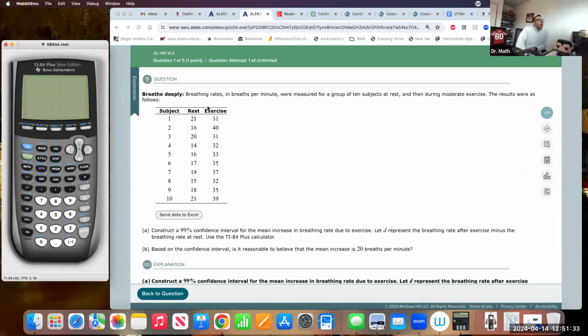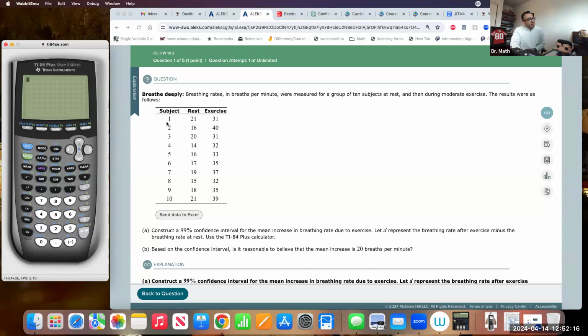Breathing rates in breaths per minute were measured for a group of 10 subjects at rest and then during moderate exercise. So you have these different subjects, and these are their breathing rates at rest and then with exercise. For Sally, at rest it was 16, and for exercise it was 40. For Jose, at rest it was 20 breaths per minute, and during exercise it was 31. So we just documented all these, like a before and after.